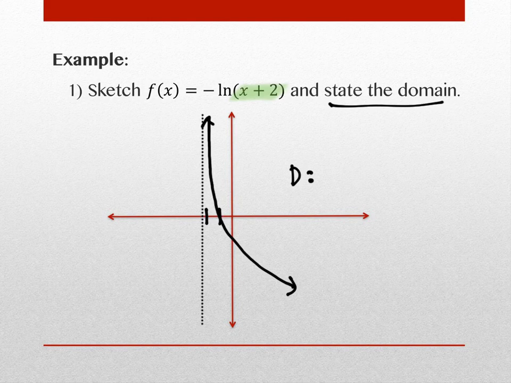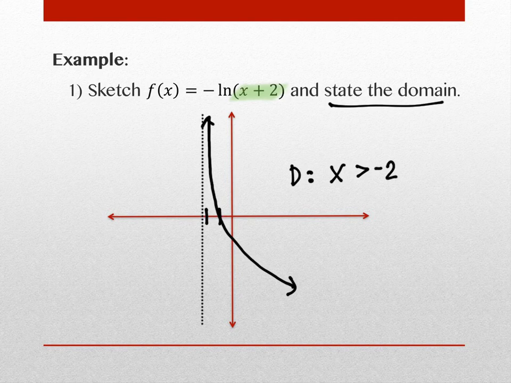Domain means x values, remember? So what's the starting spot of my x values? It's negative 2, right? It shifted from 0 over to negative 2. So one way to write this is that you could say that x is greater than negative 2.